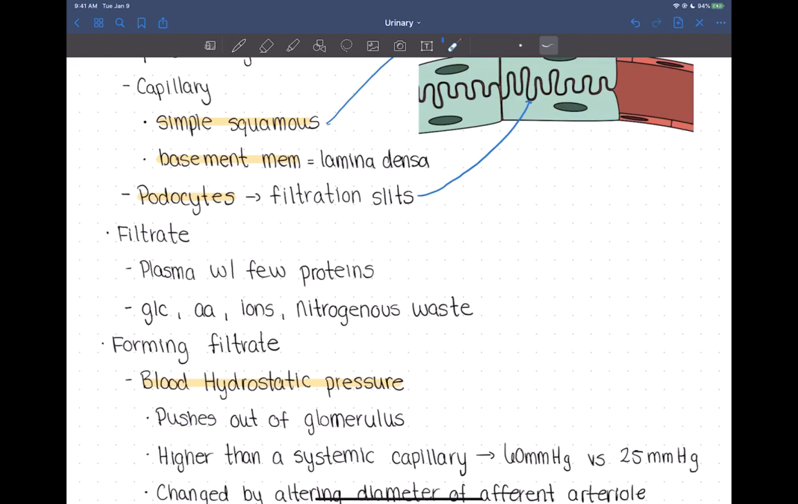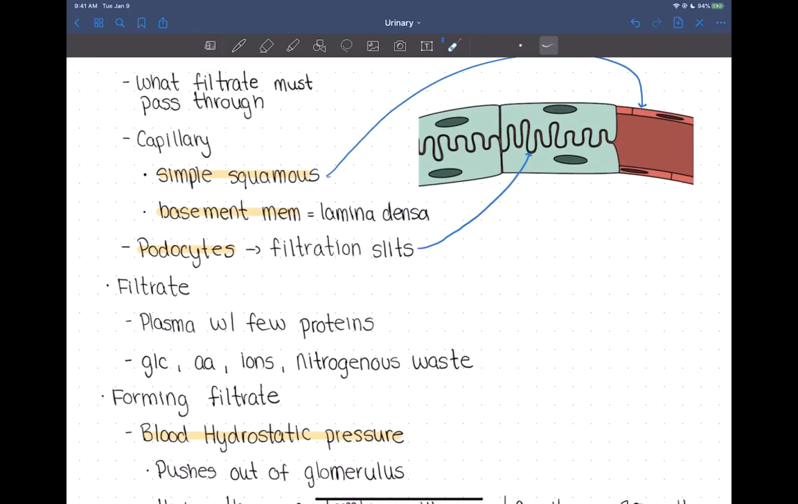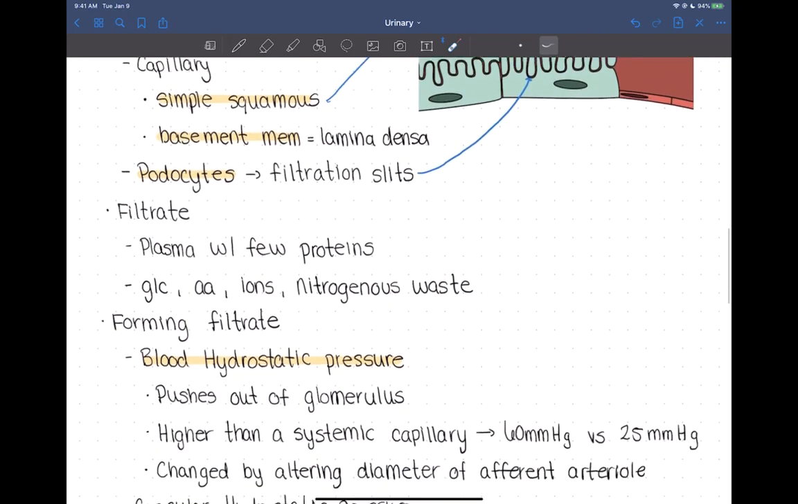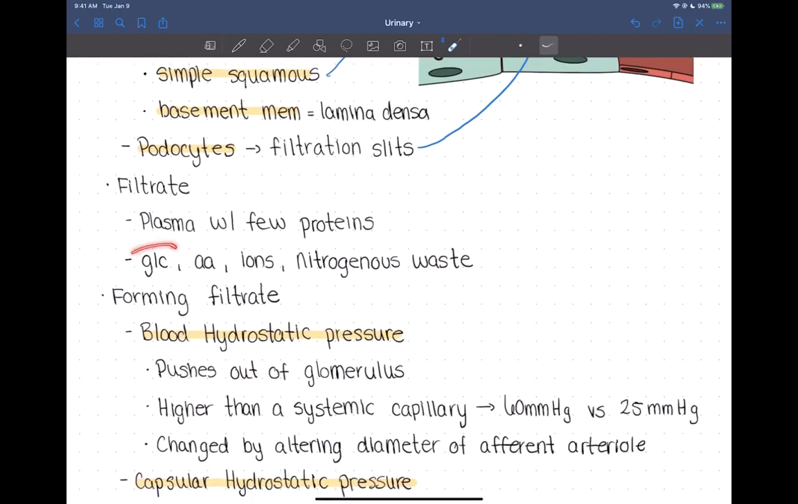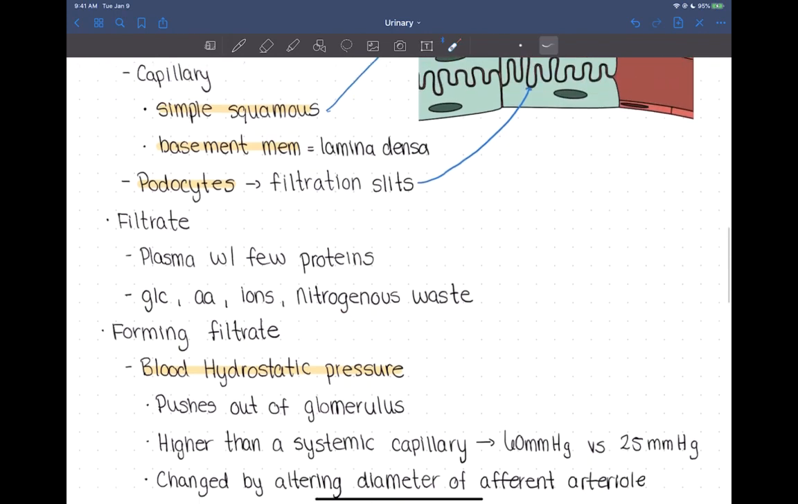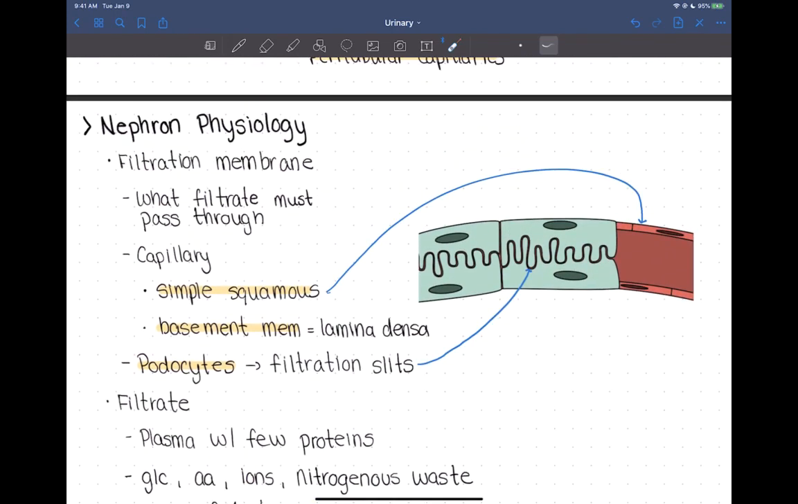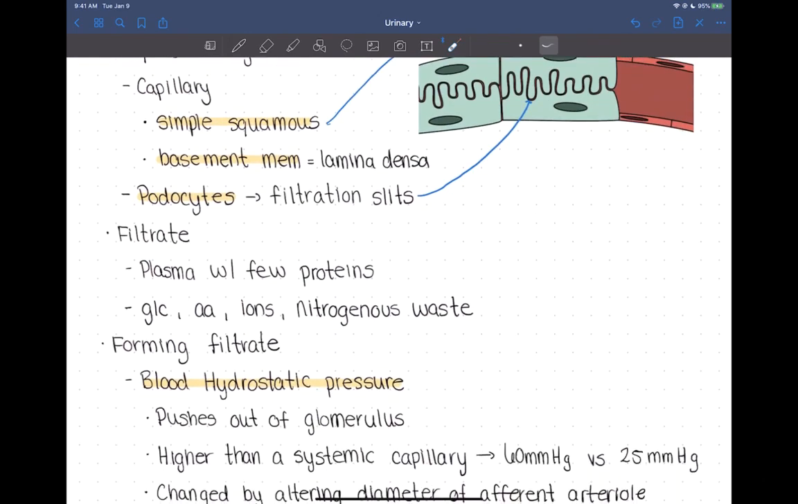And if you do find that somebody has protein in their urine, that could indicate that there's a problem with this filtration membrane, right? This delicate membrane has maybe been damaged, allowing large things to escape. Okay, so it's going to contain a lot of stuff like glucose, which can easily move out, the amino acids, a lot of ions, and then of course those nitrogenous wastes like urea and ammonia are going to be removed. Okay, all right. So let's talk about how filtrate is formed.